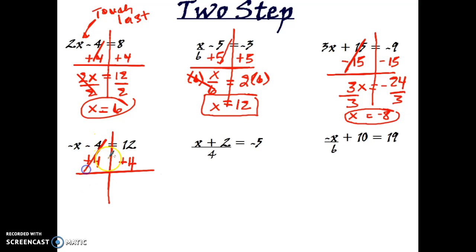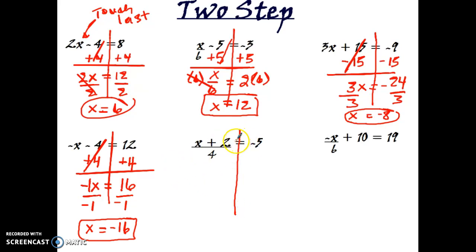So instead of subtracting 4, we add 4. And we got a negative x is equal to 16. Here, everyone, what is the coefficient in front of this number? It is a 1. Is x alone? No, because there's a negative 1 beside it. The only way that x is alone is if x is by itself. So we divide both sides by a negative 1. X is equal to a negative 16.